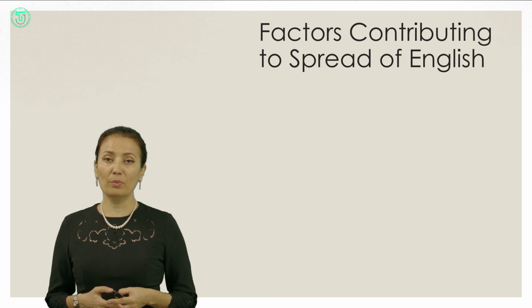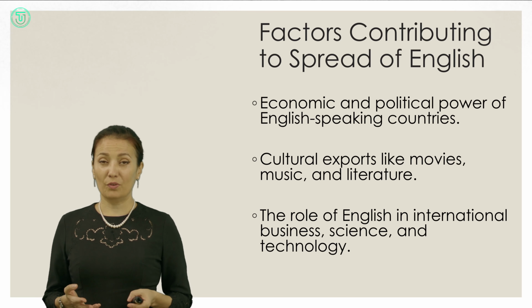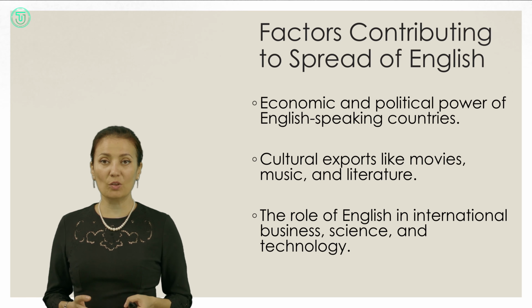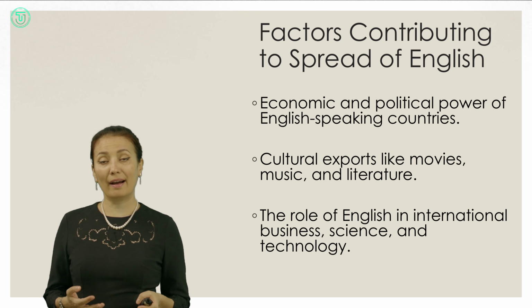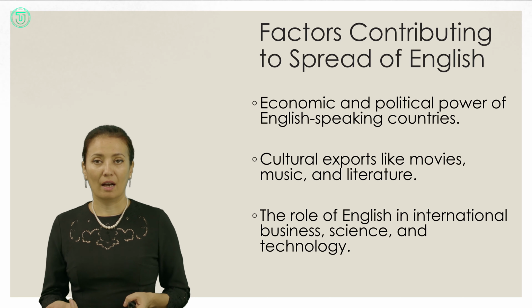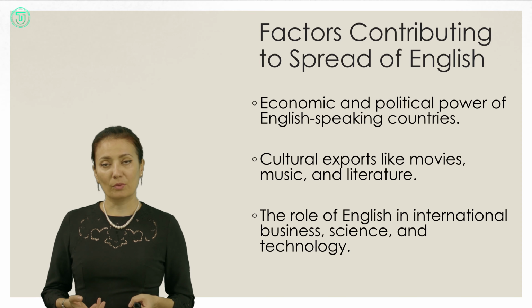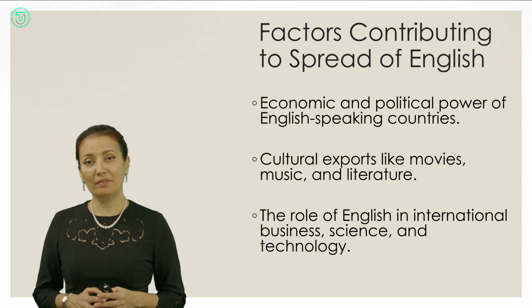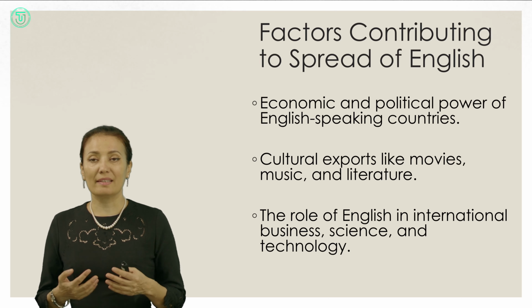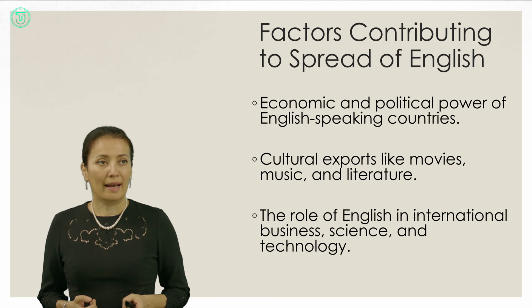And there were some factors contributing to the spread of English. First of all, the economic and political power of English-speaking countries. As you know, English-speaking countries are highly developed industrial countries such as the United States, the United Kingdom, Canada, Australia, New Zealand. These five top countries are considered to be developed, and it means that politically and economically, they are powerful.